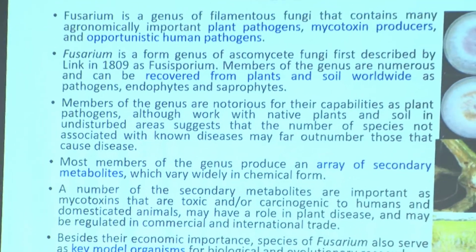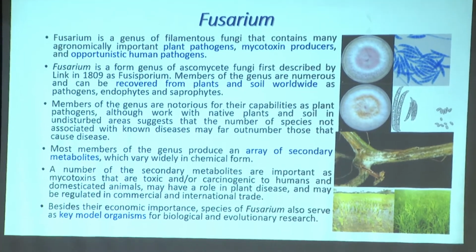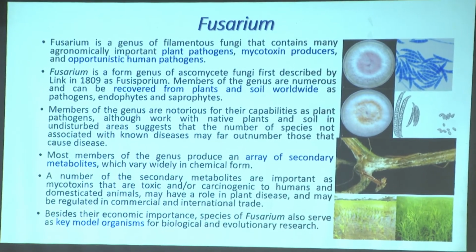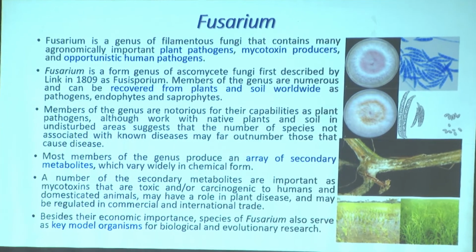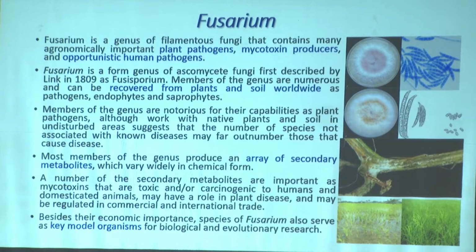Fusarium is an interesting pathogen. It is a filamentous fungi. It contains many agronomically important plant pathogens. It produces mycotoxins, and thereby it is an opportunistic human pathogen also. There are many diseases which it causes in human beings also. It belongs to the Ascomycetes, and it was first described by Link in the year 1809. It is present worldwide in plants and in soil, as endophytes and also as saprophytes. Most members of Fusarium produce an array of secondary metabolites.